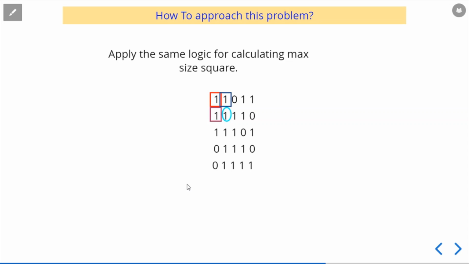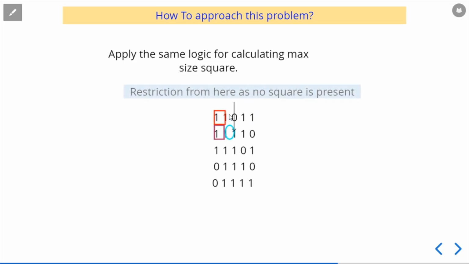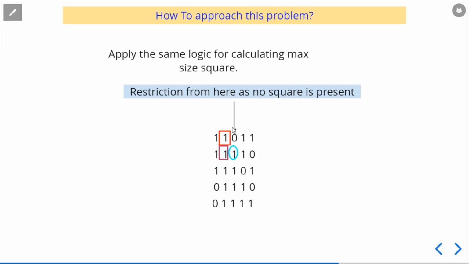So let us see with the help of this example how we can do this. We have a square of size 1 in this particular case. So we'll just increment the size by 1, and we get a square of size 2 here. But in this case we have a square of size 0 just above this particular position. So we can have a square of size 1 at max possible in this particular ij position.